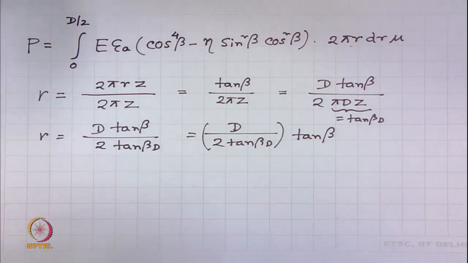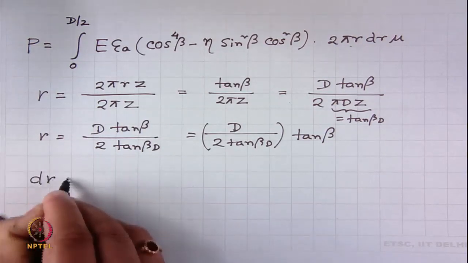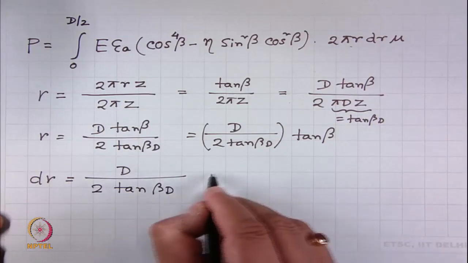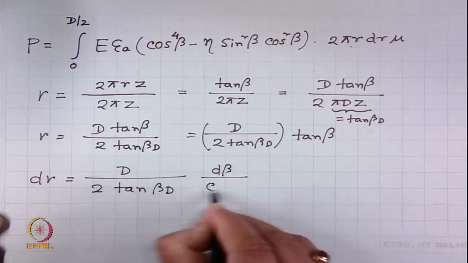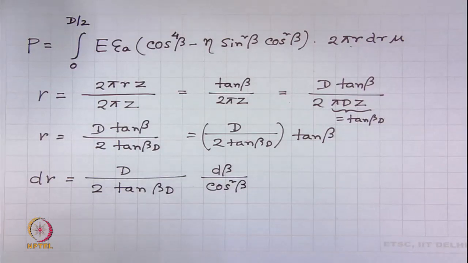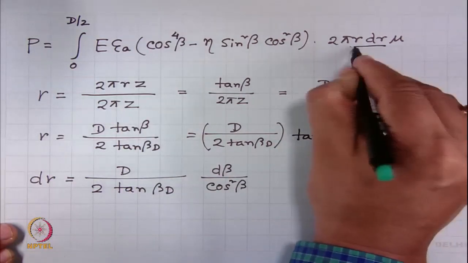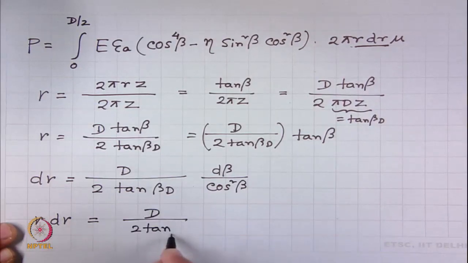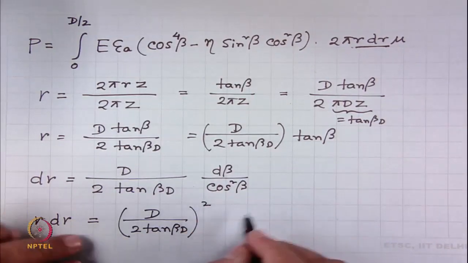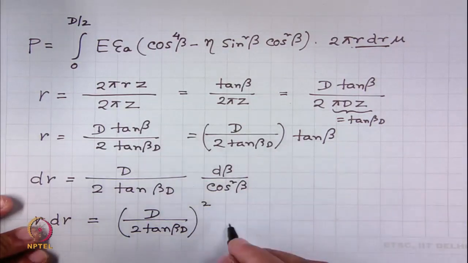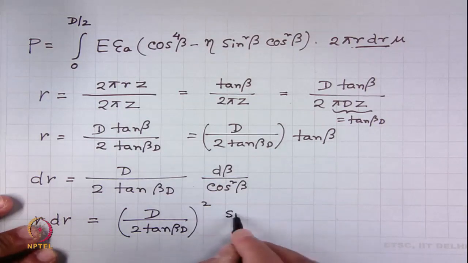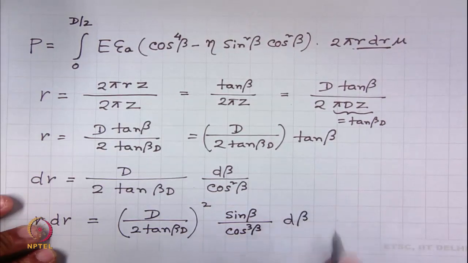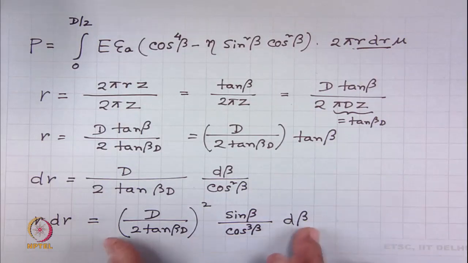Right. So, dr is D by 2 times sec square beta d beta, that is equal to 1 by cos square beta. Now, what is r dr? Here it is r times dr. So, D by 2 square into tan beta divided by cos square beta, that is sin beta by cos cube beta d beta. We will substitute this into this expression.